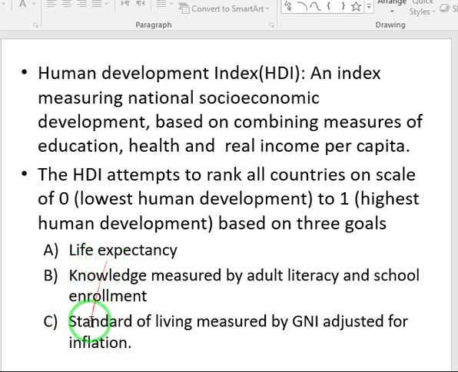On the basis of these three parameters or goals, the HDI value is calculated, and if it is equal to 0, it will be the lowest human developed country, and if it is equal to 1, it will be the highest human developed country. But I told you it will never be 0 or equal to 1. It will always be less than 1 and greater than 0, which means the value of HDI will be in points. Okay.